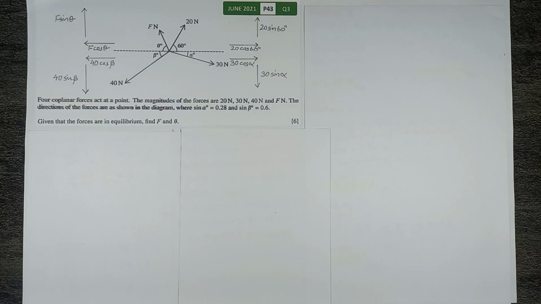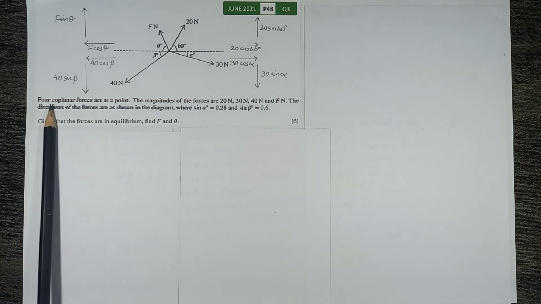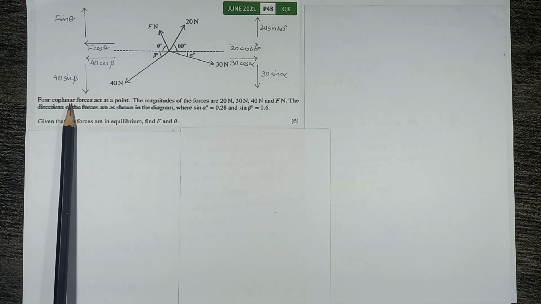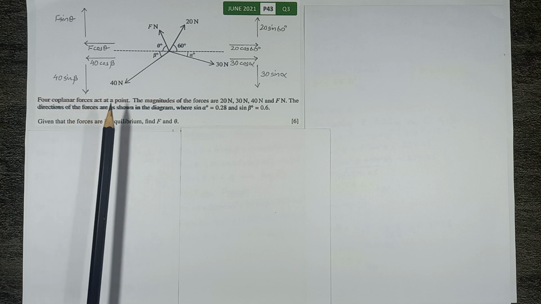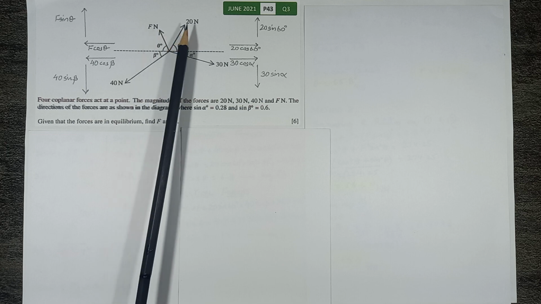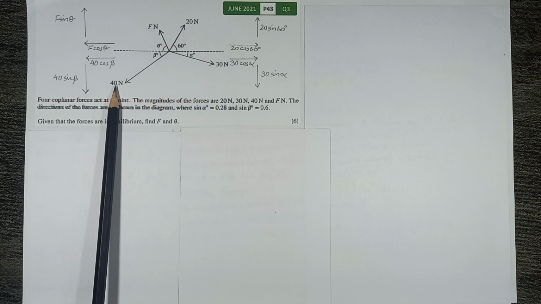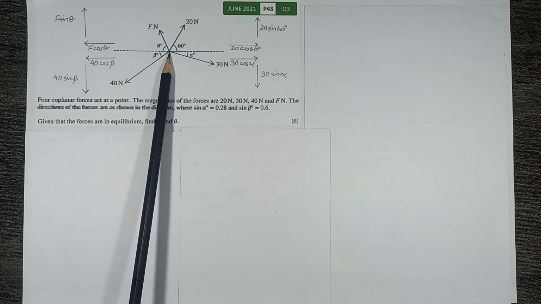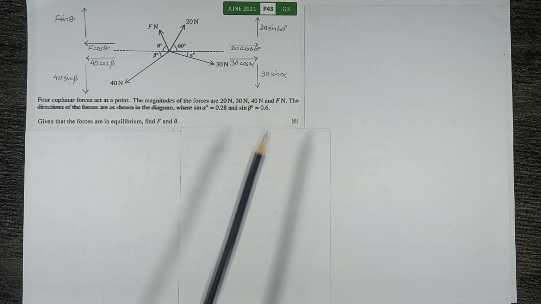Hello everyone. We have a question which says that four coplanar forces act at a point. What are coplanar forces? Coplanar forces are the forces which act at a single point. If you just look at the diagram, we have F Newton force, 20 Newton, 30 Newton and 40 Newton force. All the forces are acting at this particular point. Therefore, all these four forces are called coplanar because they are acting at a single point.